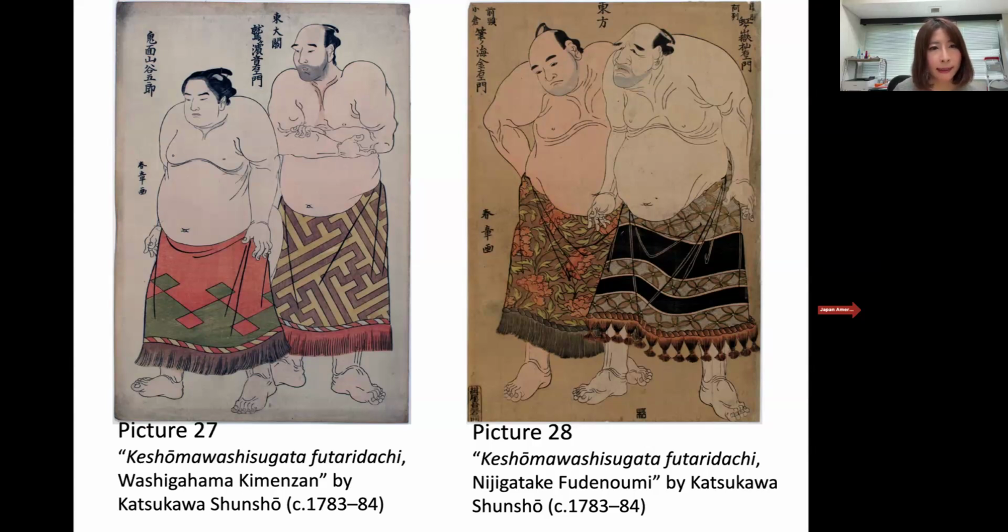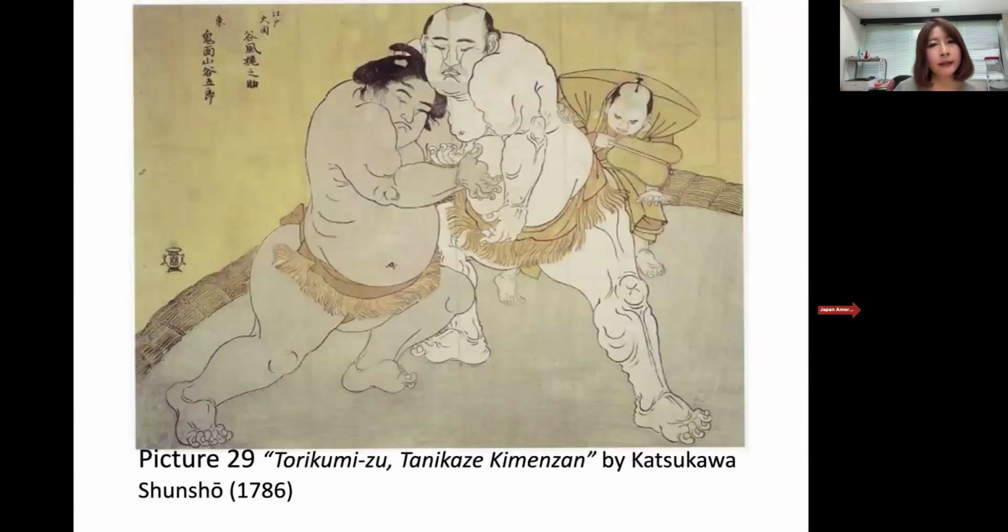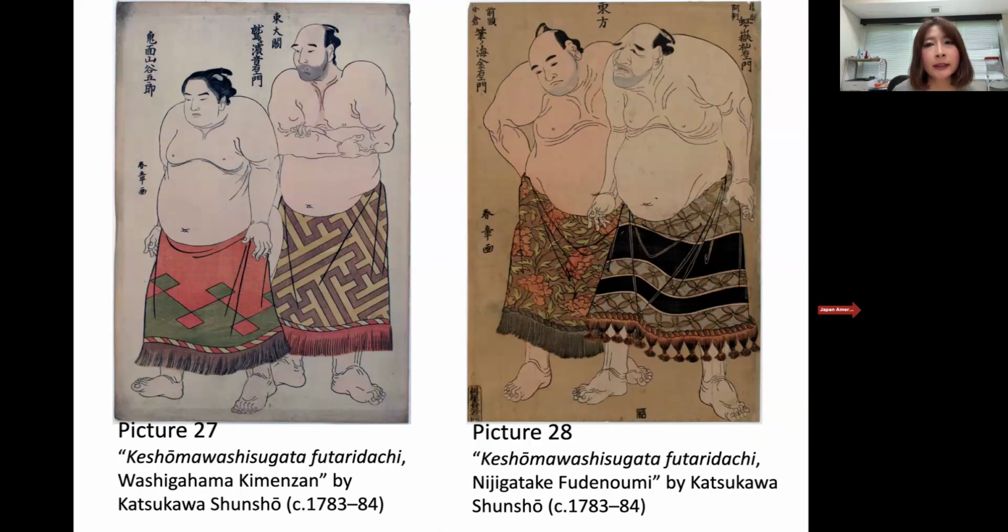The next, please. For example, the wrestler in picture 28, no, the one before. Picture 28, the wrestler on the right side, is a bit older, which can be seen from the wrinkles and the sagging of his face and body. On the other hand, in picture 27, the left side wrestler, the smaller rikishi, is still a teenager. His skin is tense and rubbery. His hips are so big that he was nicknamed Big Hips Kimenzan.